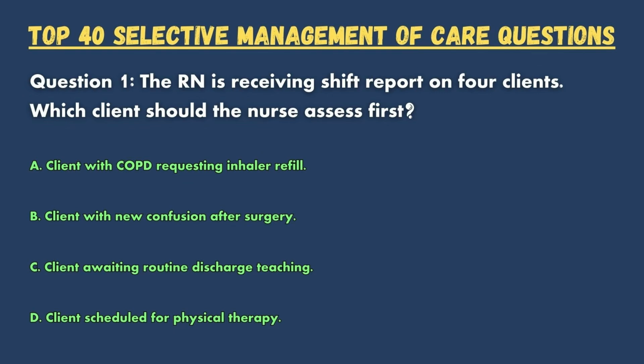Question 1. The RN is receiving shift report on 4 clients. Which client should the nurse assess first? A. Client with COPD requesting inhaler refill. B. Client with new confusion after surgery. C. Client awaiting routine discharge teaching. D. Client scheduled for physical therapy.